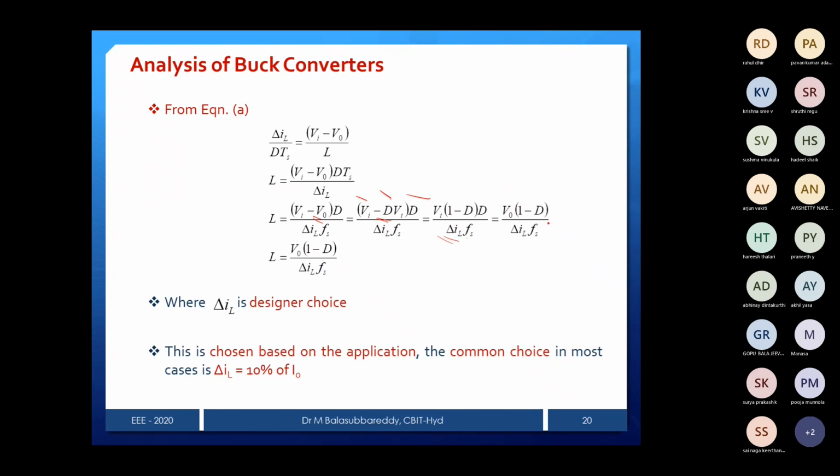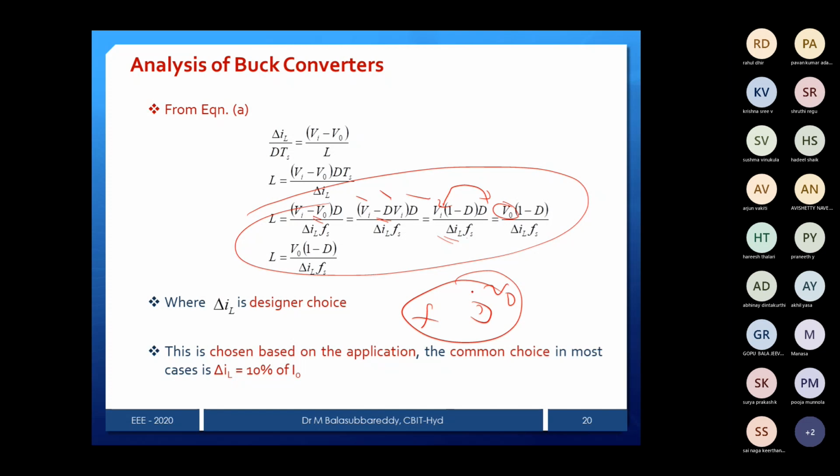So now we can simplify further. There is a d into Vn, I can write V out into 1 minus d. Why all these simplifications depend on our requirement in the formula, because in some cases they may give V out directly, some cases they may give d, some cases they may give switching frequency. Based on the available parameter, you choose your formula. Anyhow, this is only the final. Just simplification I had done based on the availability of the parameters.